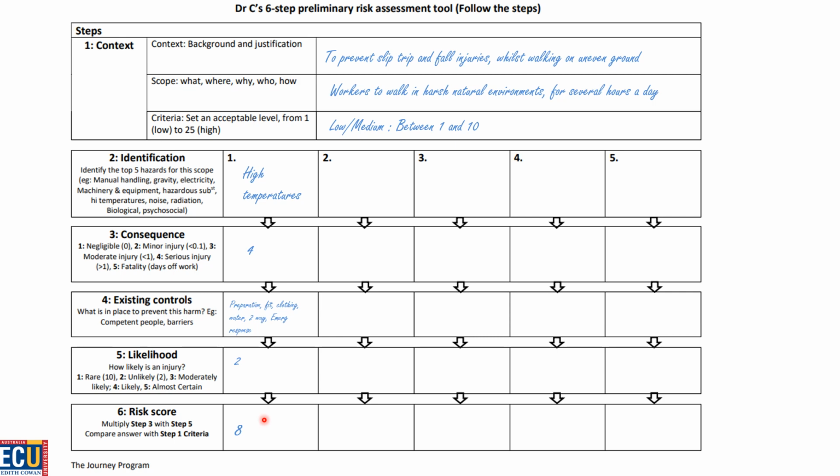If we compare that to our criteria of between 1 and 10, we've actually come in slightly below. So it's at the top end of that scale, so we could say there's definitely room for improvement, but we're below that risk score. So now have a go at completing the table for some other hazards associated with this task.